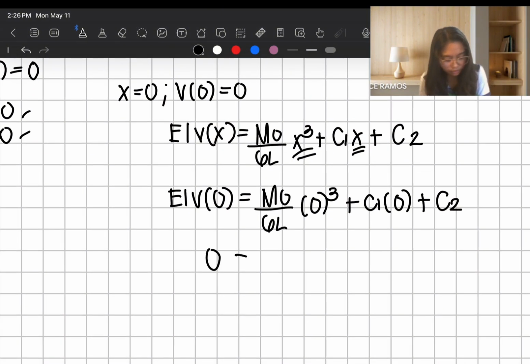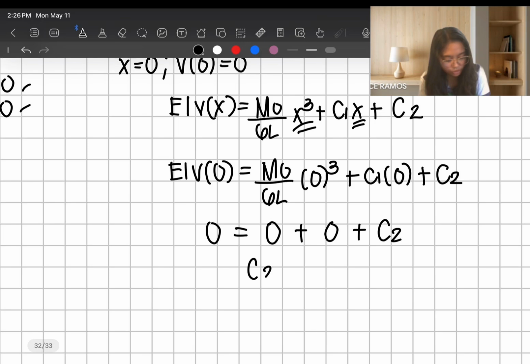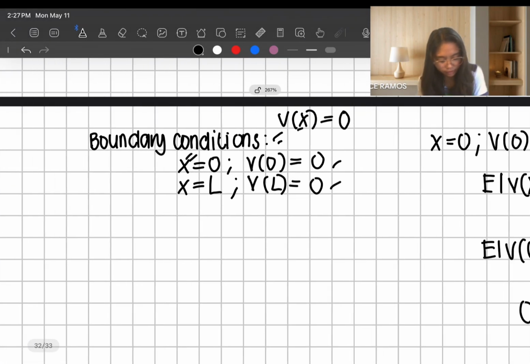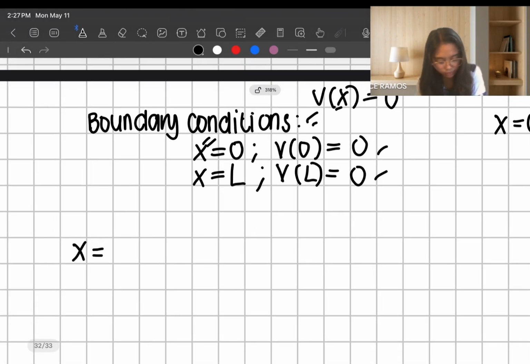So, simplifying, this will become 0 plus 0 plus our c sub 2. So, the value of our c sub 2 is equal to 0. So, mag-proceed naman po tayo sa ating x equals L na coordinate.